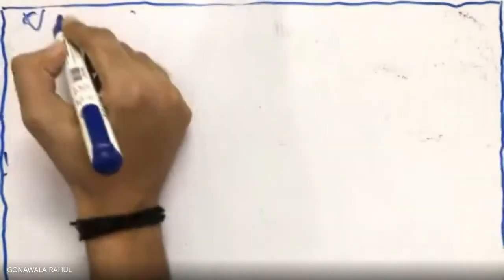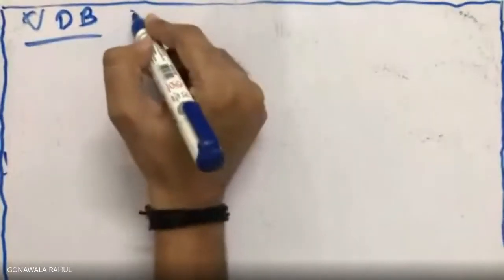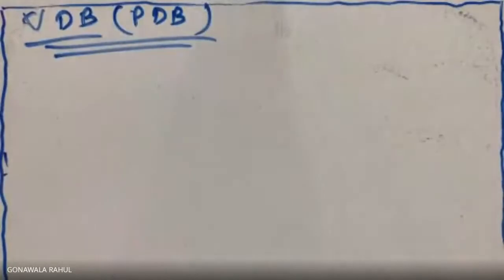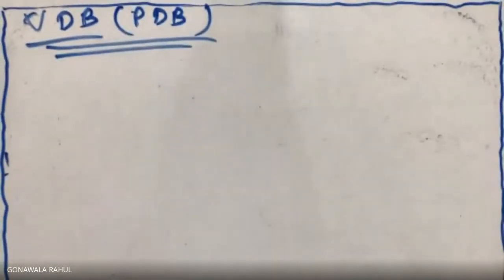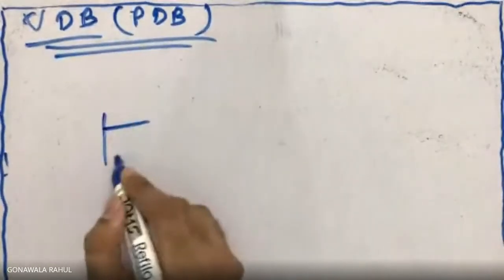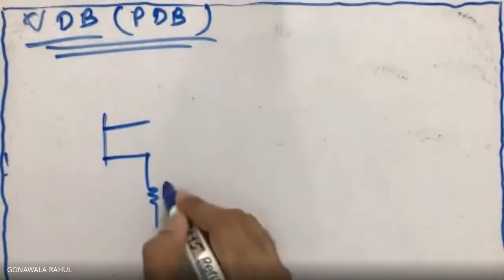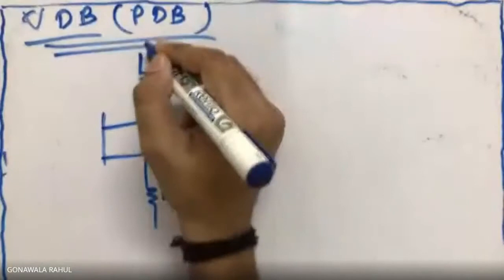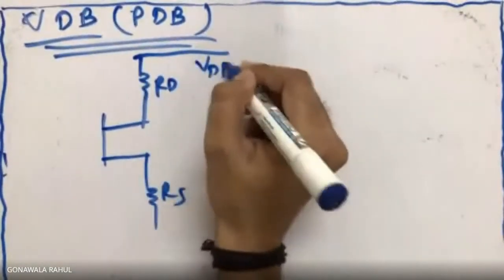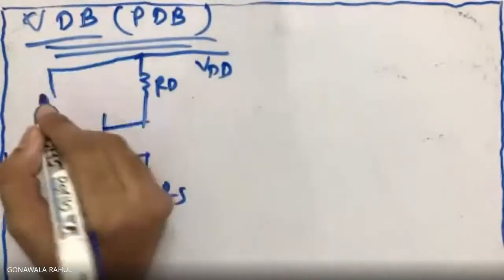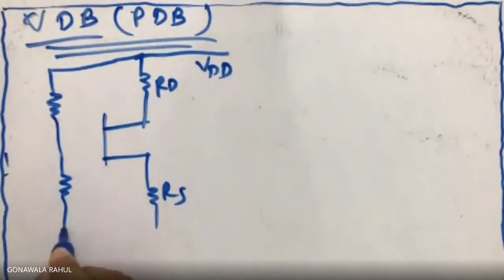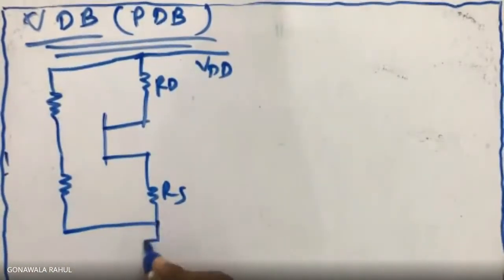Voltage divider bias. As we know, voltage divider bias is also known as potential divider bias. So the circuit would be again modified. See, source resistance RS will be there, RD will be there, VDD is applied. Now in here, just like voltage divider bias that we have studied earlier in BJT, the circuit would be like this.